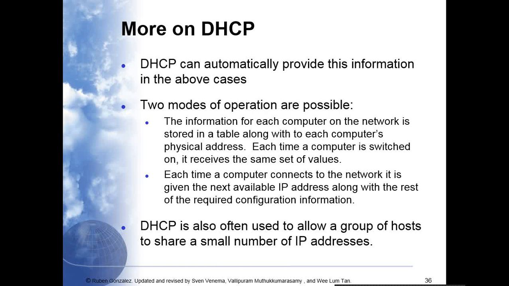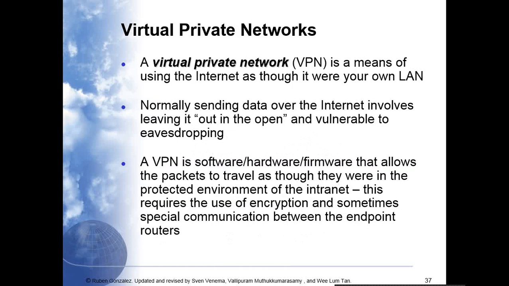So what they probably do is the second one. Each time a computer connects to the network, it's given the next available IP address from a big pool of these IP addresses, and you get a random one basically every time. Does that make sense? That seems a more reasonable approach for this environment. If you had a much smaller network with only 5 computers on it, maybe you would pick the fixed one, right? It just depends on what you're trying to achieve. And DHCP is also often used to allow a group of hosts to share a small number of IP addresses. And you may do that at home, for example, right? So there's different uses for this approach.